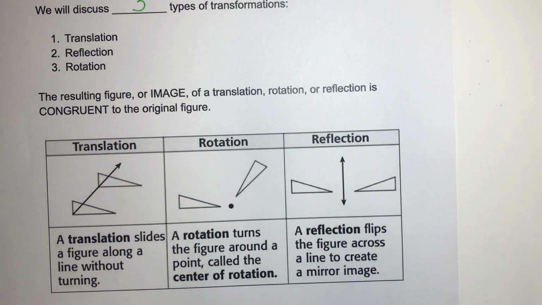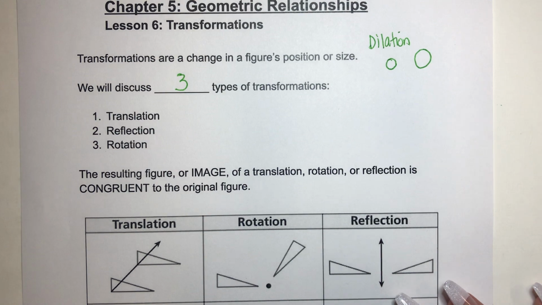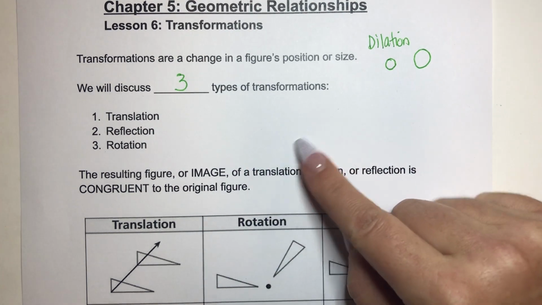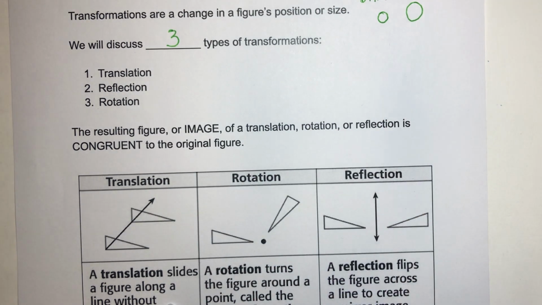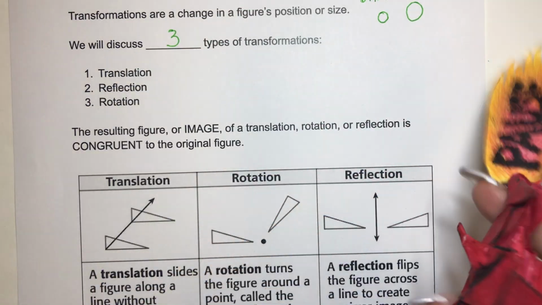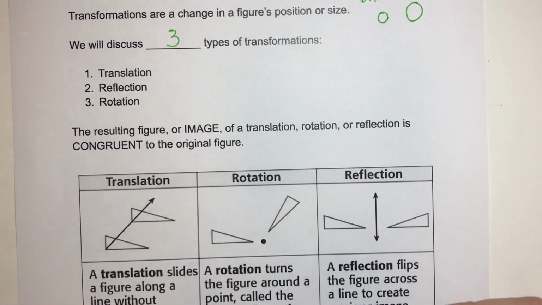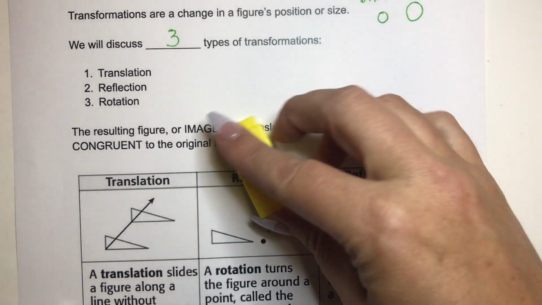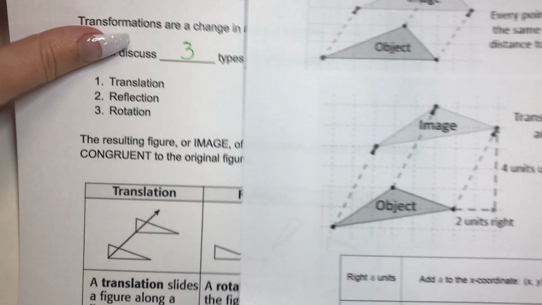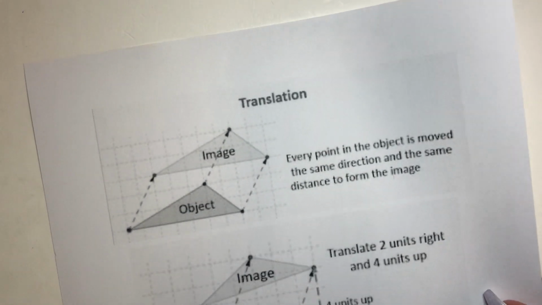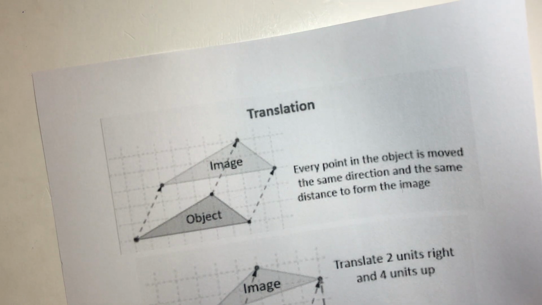Okay, perfect. So that's all 3, just a little introduction of where we're going. We're going to discuss 3 types of transformations: a translation, a slide; reflection, reflecting over a line of reflection; or a rotation, where it rotates all the way around, right? Okay. So let's talk a little bit more about translations, or glides. That's what we're going to do first.